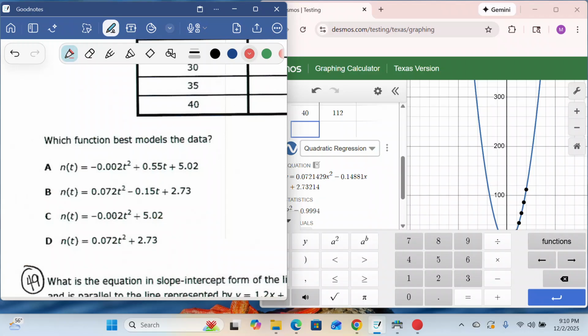0.0721429 x squared. Automatically, this one is wrong. 0.72 x squared, this one could be correct. This one is wrong. And this one could be correct. But then I move on to the next one.